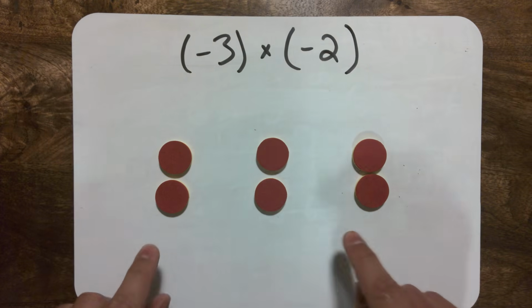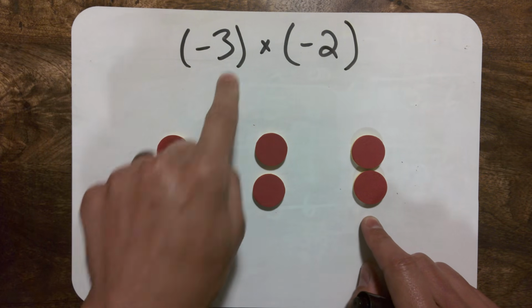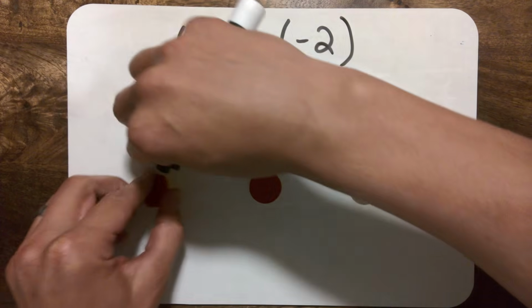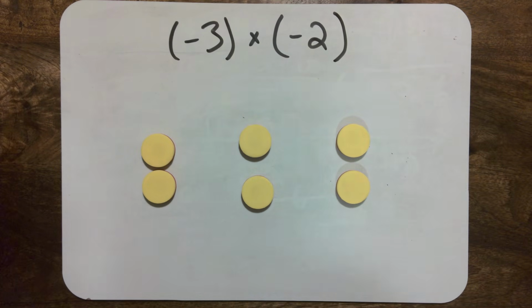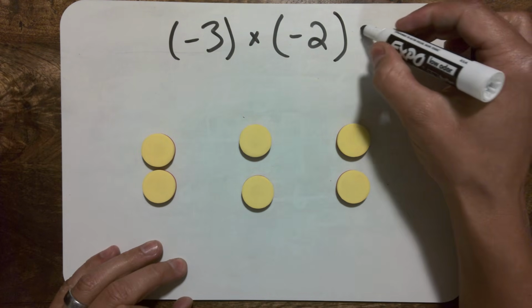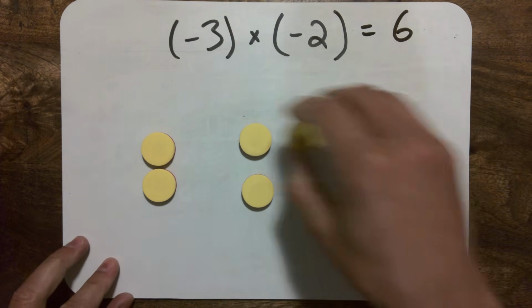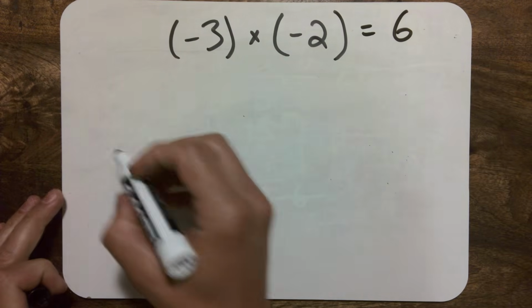So 3 groups each have 2 red counters in them. That's 3 groups of 2. I want the opposite of 3 groups of 2. Alright, so I need the opposite side there. So now what do I have? I have 6 yellow counters. Yellow counters are positive, so I have positive 6. Okay. So that's our concrete model.